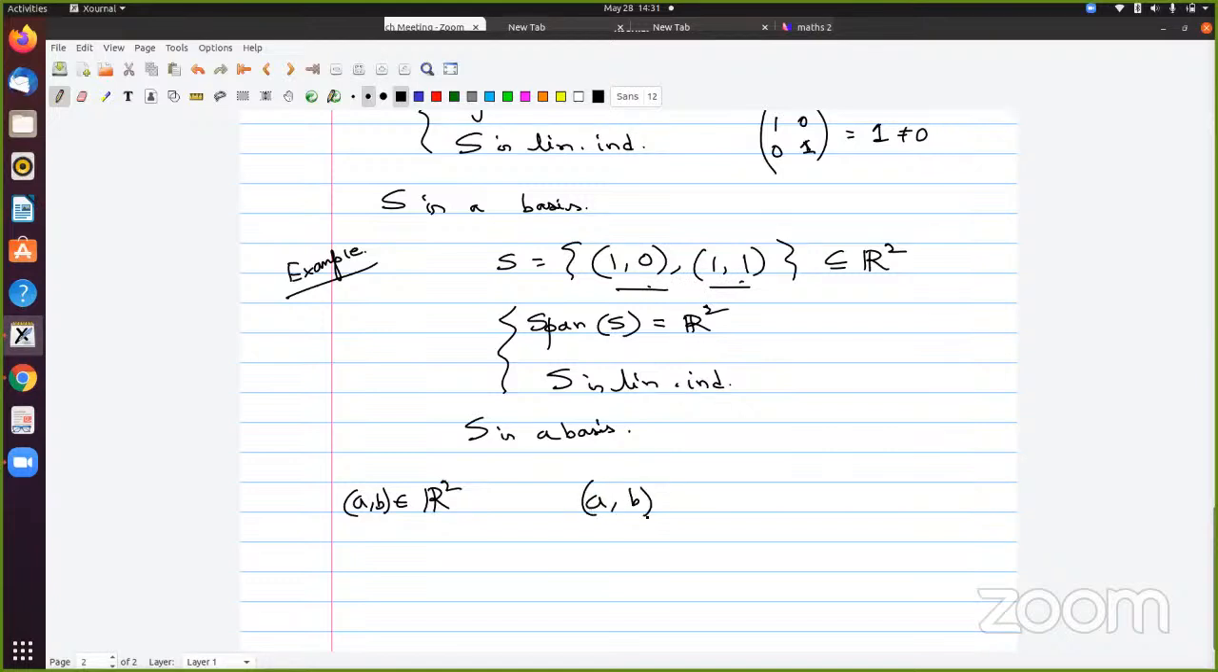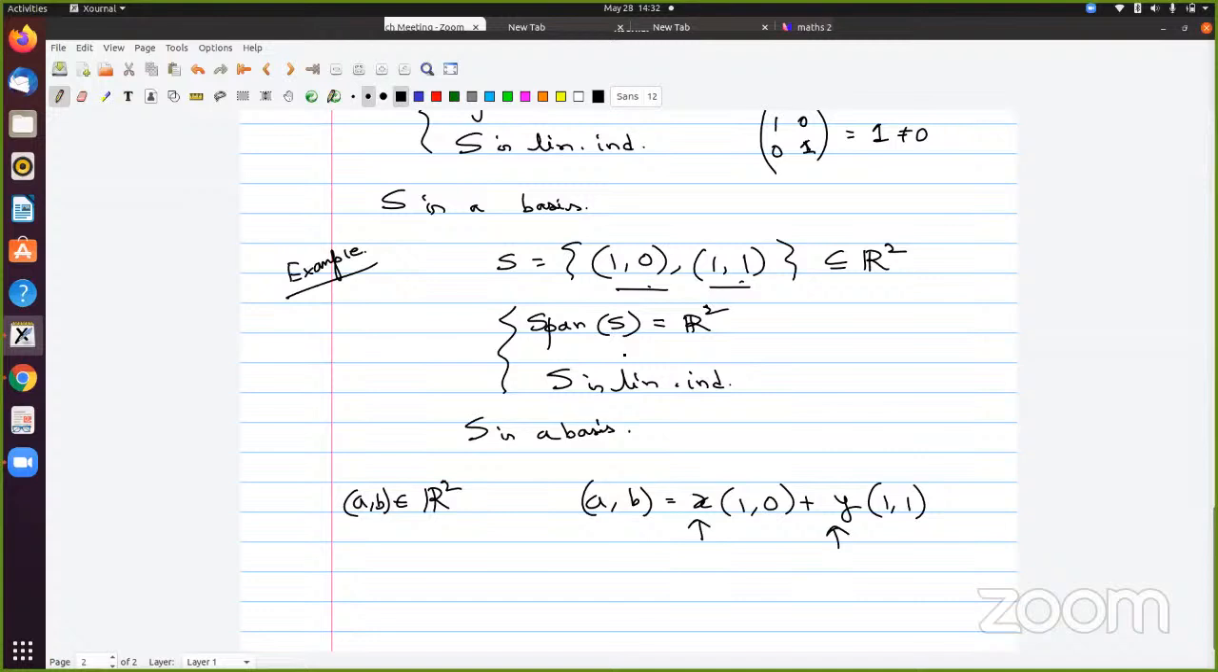Can you write this (a, b) as a linear combination of these? That is the question, right? Can you find some x and y? If you can find them, then you are done. What this says is that any vector of R2 can be written as a linear combination of these two vectors. That means R2 will be spanned by this set, correct? That is the definition of span.